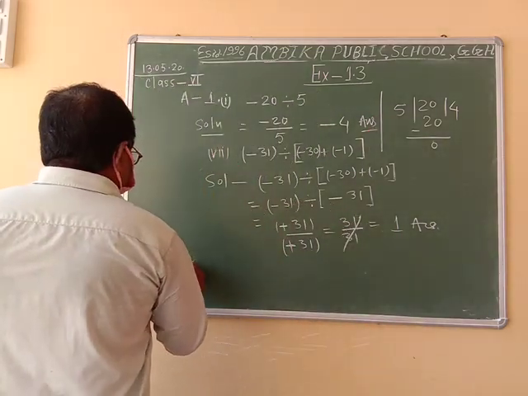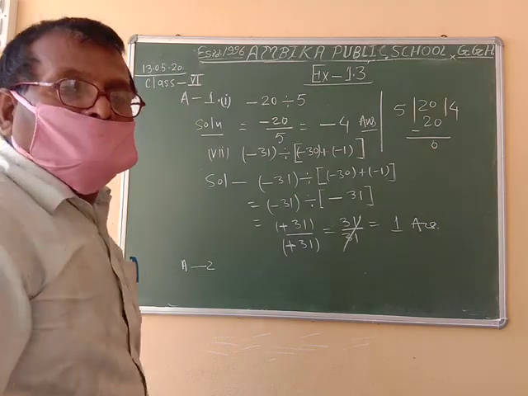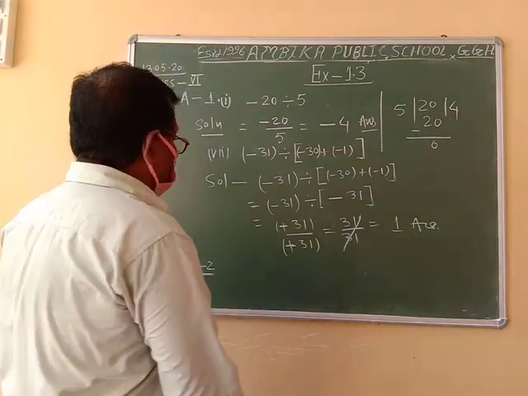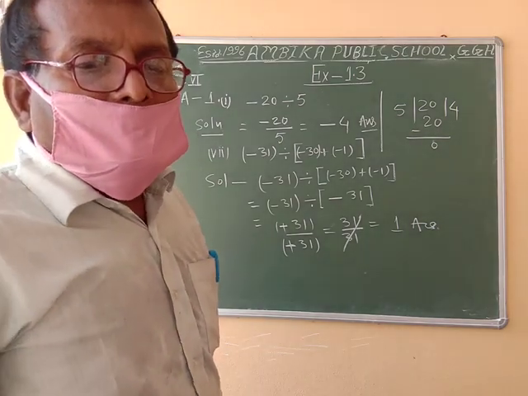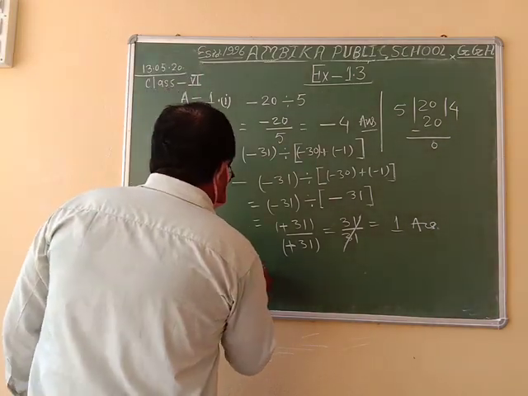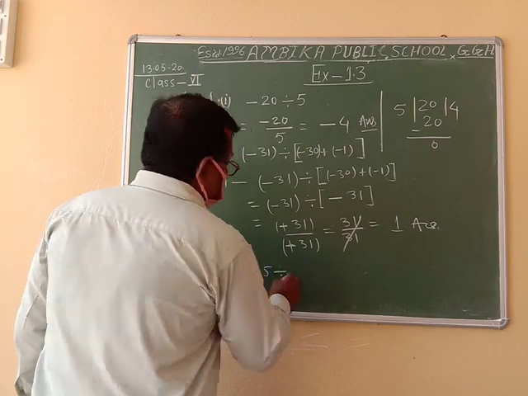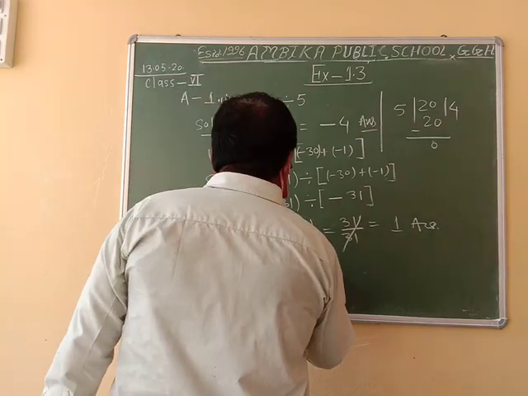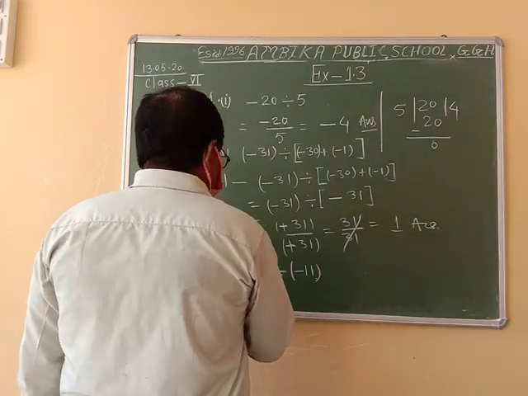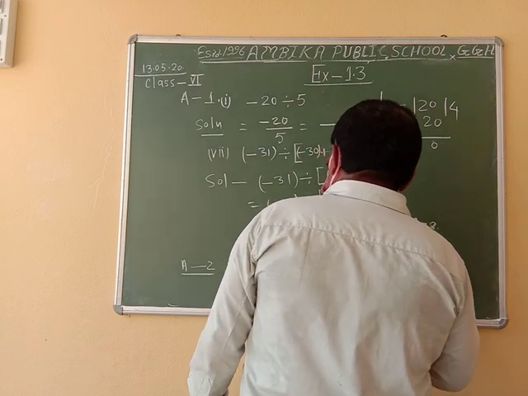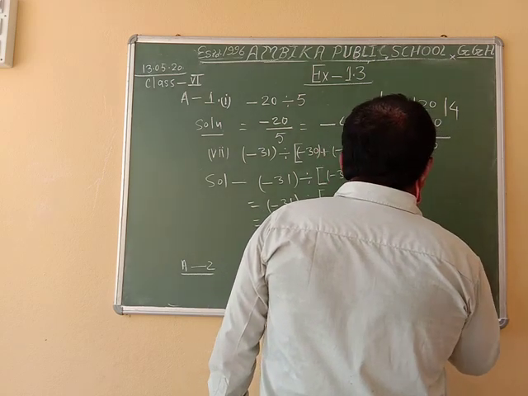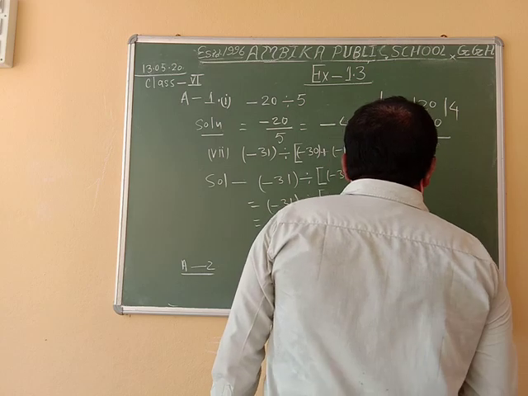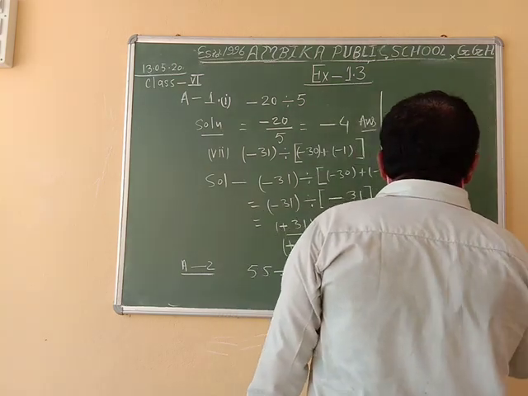Answer number 2. Find the quotient. You have to find the quotient. 55 divided by minus 11. If we divide 55 by 11, we get 5 as quotient.